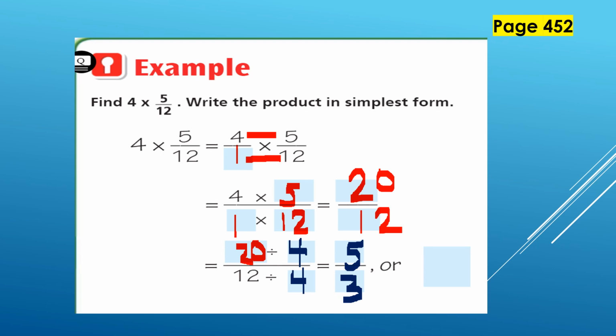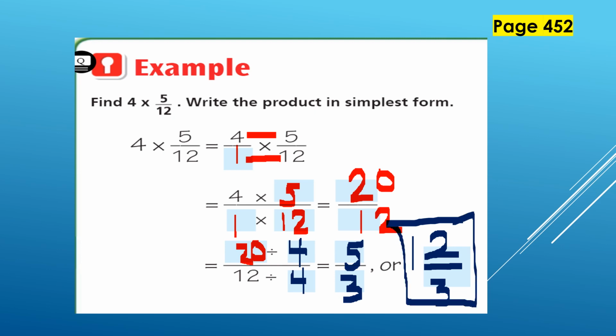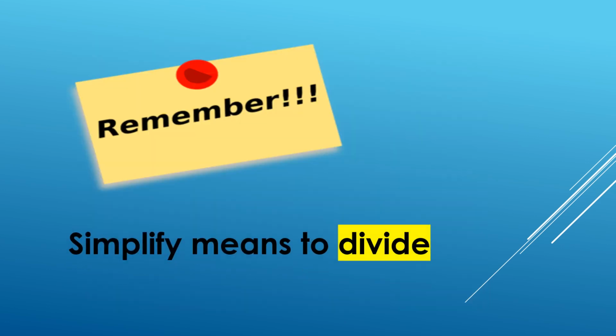Remember, what is this fraction? It's an improper fraction. I cannot keep it this way, the numerator is bigger than the denominator. So what do we do? Fraction sign, copy the denominator, divide 5 by 3, it's 1. How much is left from the 5? Excellent, that's 2. 1 and 2 over 3. So we got the answer. That's page 452. Remember, simplification always means to divide, always division.